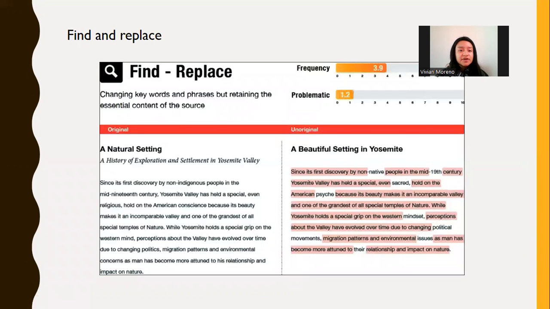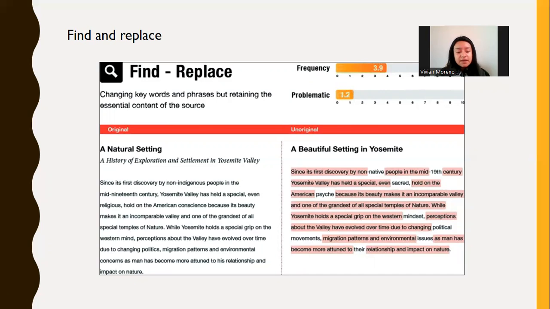Next, we have find and replace. What is find and replace? Replacing mainly with synonyms and specific words or short ideas, right? And then just copying and pasting without acknowledging where you took the information from. So this is an example that you can see on the screen, right?